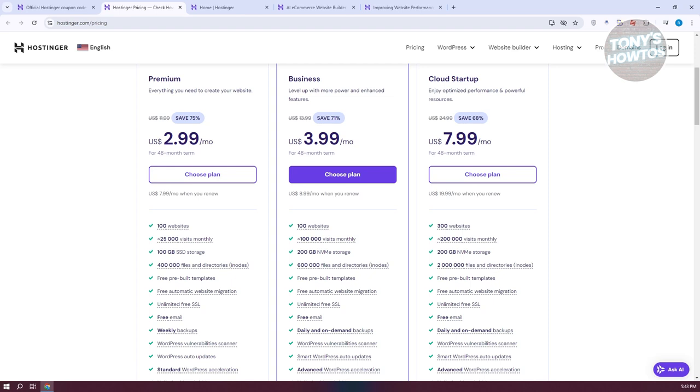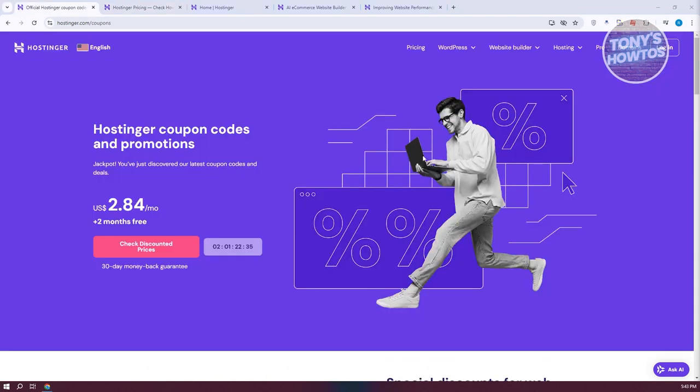Now, since we discussed the pricing, how about its performance? Hostinger may be cheap, but its performance is quite solid. Despite being labeled as standard performance, Hostinger outperforms some providers' premium plans, thanks to its investment in newer technology. On top of that, the LiteSpeed plugin comes pre-installed, which optimizes website speed without you needing to lift a finger.